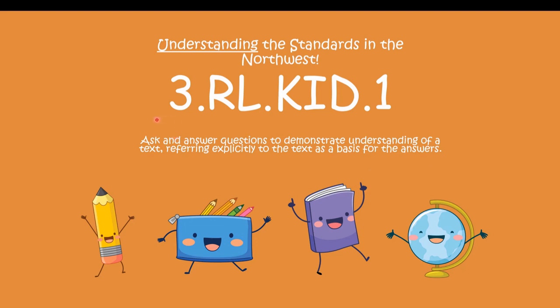So just real quick, going over what this little code means, other than this definition: 3 for third grade. RL for reading literature. That's mostly the fiction aspect of comprehension. KID is part that the state of Tennessee has put into all our specific standards, and 1 because this is the first standard in reading comprehension.